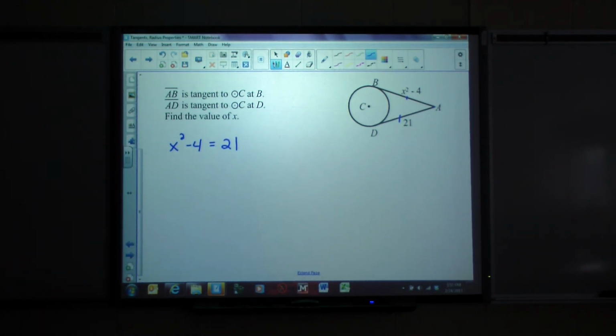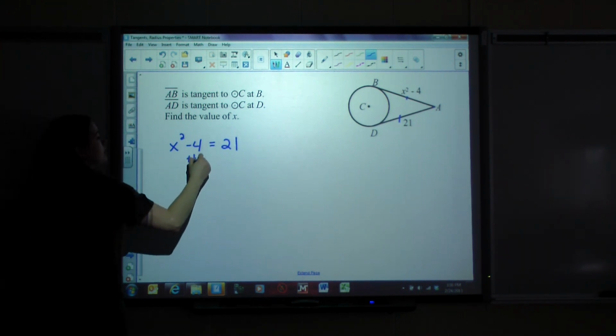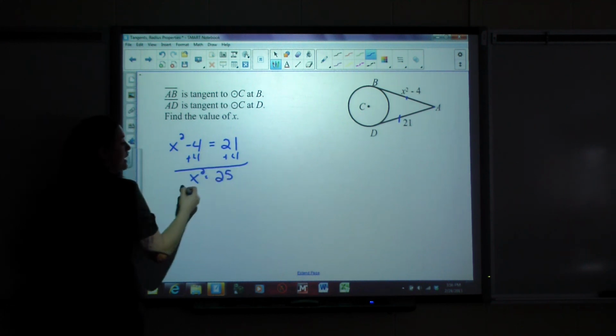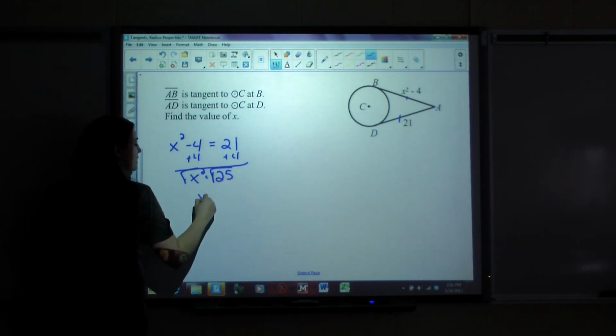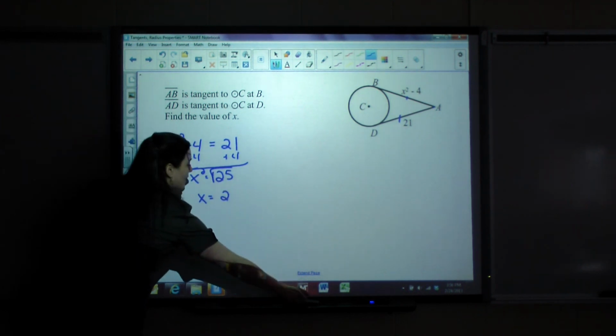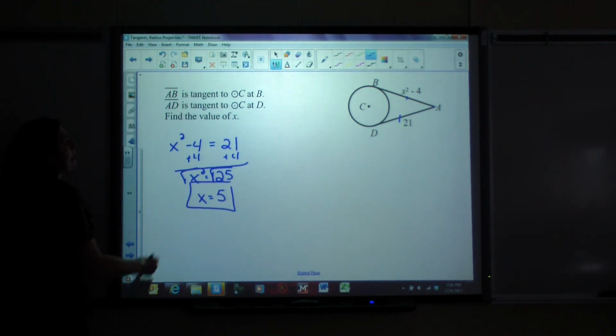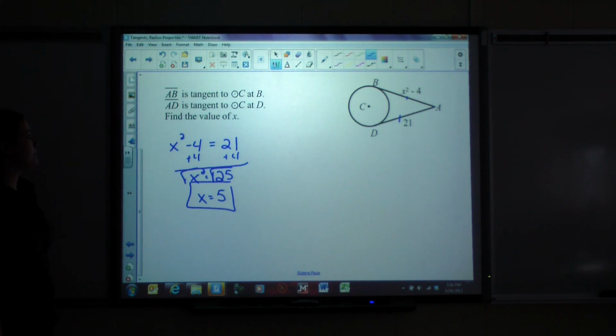So if we go ahead and solve here, we're going to have to add 4 to both sides. And we get x squared equals 25. And now the only way to solve for x is to square root. So x equals 5. It simply wanted the value of x, and the value of x is 5.